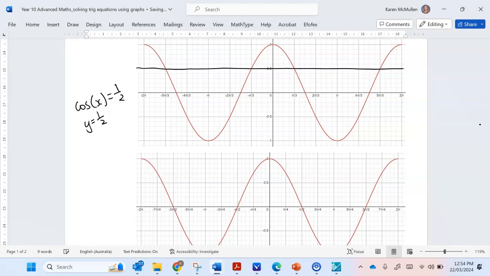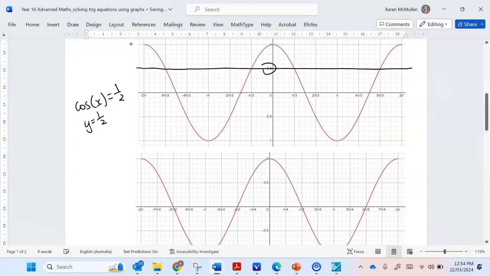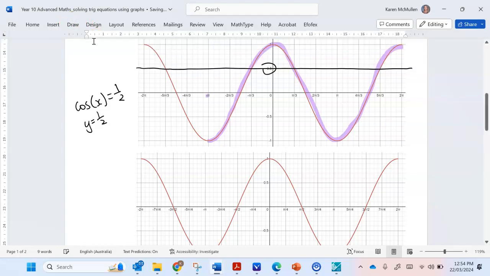All right, so there it is. You can see it going through half there. We only want to go from negative pi. So here's negative pi. I'm starting here and we're going all the way to 2 pi. So we're looking at that section there. Wherever that purple curve crosses the black line at y equals, so there, there, and there, they're our solutions.